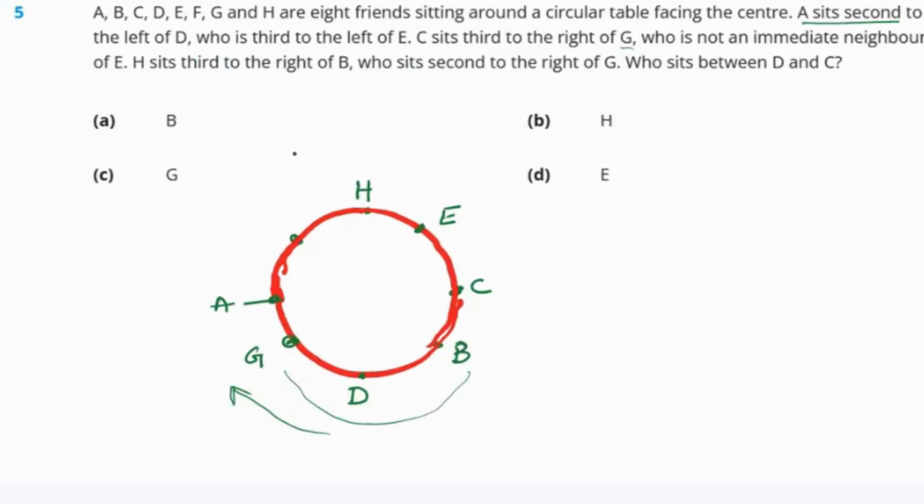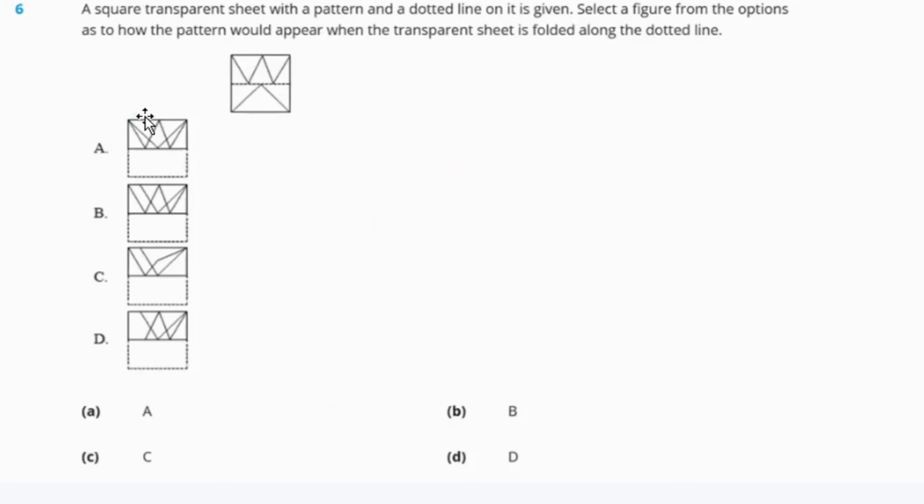Okay, and if B is here, then H should be here. Okay, and who is left? F is left, so we will place F over here. Now the question is saying who sits between D and C, so that is what? B. So our answer has to be option A, which is B. Got it? Okay. Now next question.